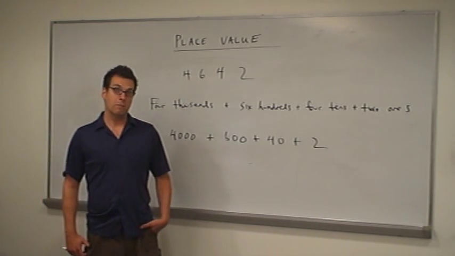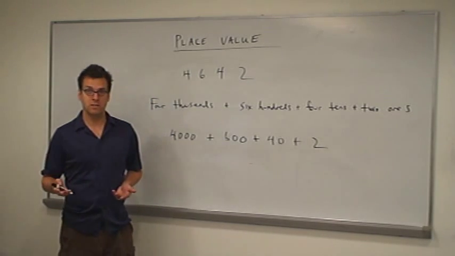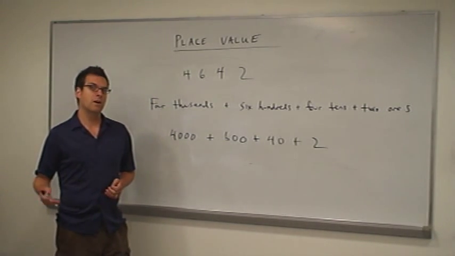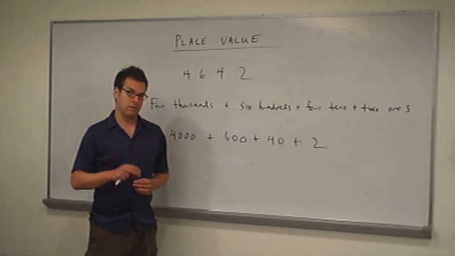In this clip, we're going to talk about place value. And what we mean by place value is that in our enumeration system, which we call the base 10 system, the value of a digit depends on its place within the number.